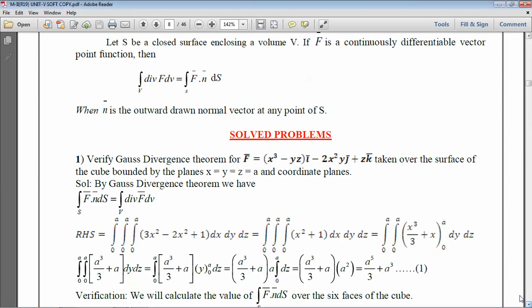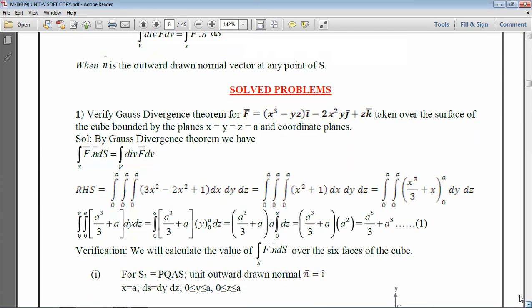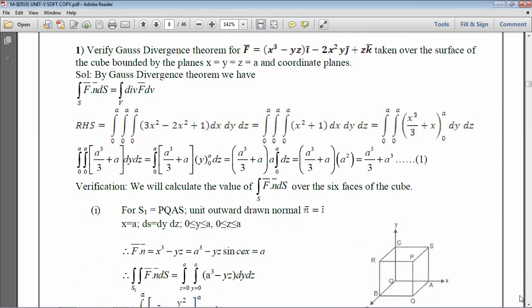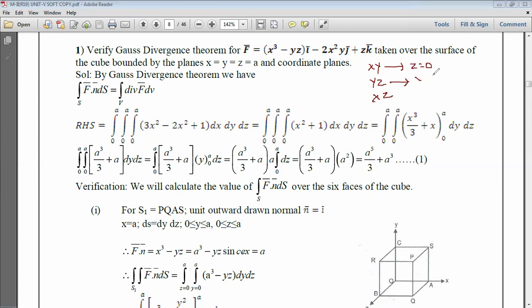First one, verify the Gauss divergence theorem for F bar equal to (x cube minus yz) i minus 2x square y j plus z k, taken over the surface of the cube bounded by the planes x equals y equals z equals a, and the coordinate planes. The coordinate planes are the xy plane, yz plane and xz plane. So in the xy plane z is 0, in the yz plane x is 0, and in the xz plane y is 0.